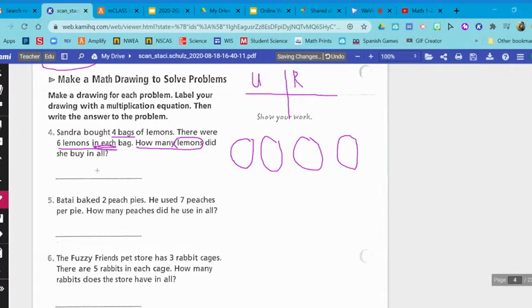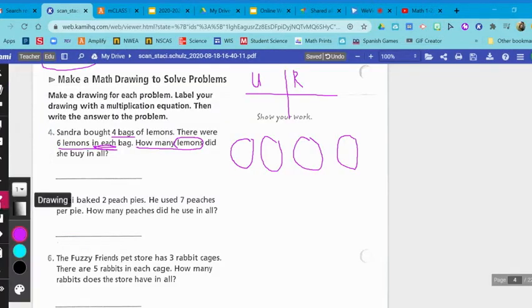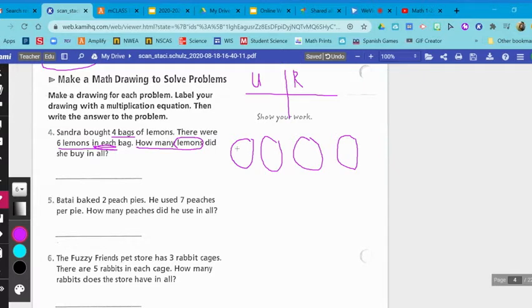There were 6 lemons in each bag. I'm going to make this a little bit thicker because I want to just make dots now to represent my lemons. And I'm just going to do this. 1, 2, 3, 4, 5, 6. You can do this on your math board. You can do this on your paper. But I want you just to put 6 little dots in each group to represent how many we have in each group.